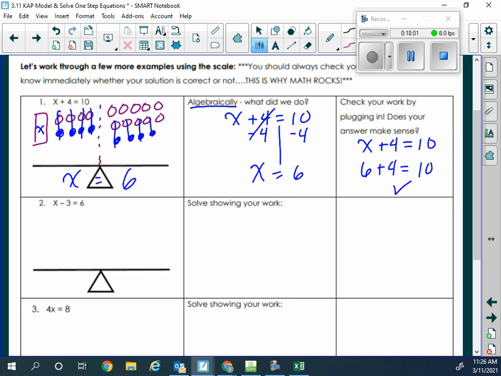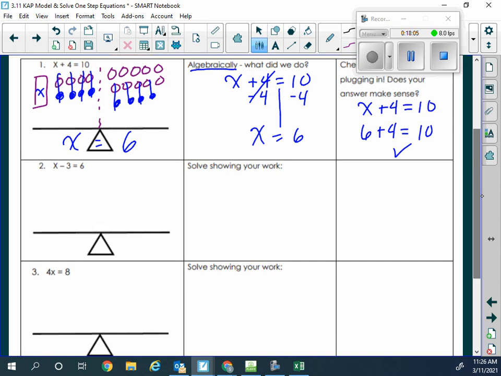Okay? Let's do another. This time we're not going to do it on grading camp. We're just going to draw the model. So x minus 3. So what do I need? An x and then 3 negatives. Equals 6. Okay?